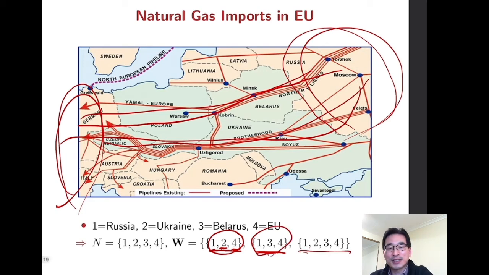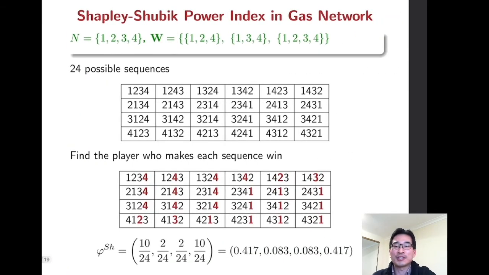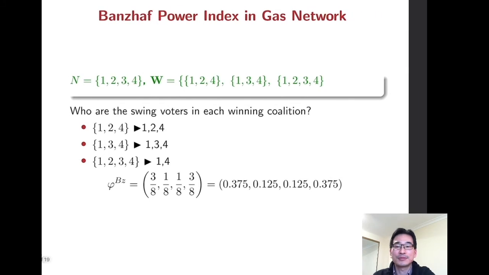So it's routine to find a Shapley-Shubik power index, but you can enumerate all the possible sequences. We have 24 sequences, and you can check which player makes a non-winning coalition win. And you can just count all the possibilities, all the cases. And the Banzhaf value is much easier to count. So please do it by yourself.